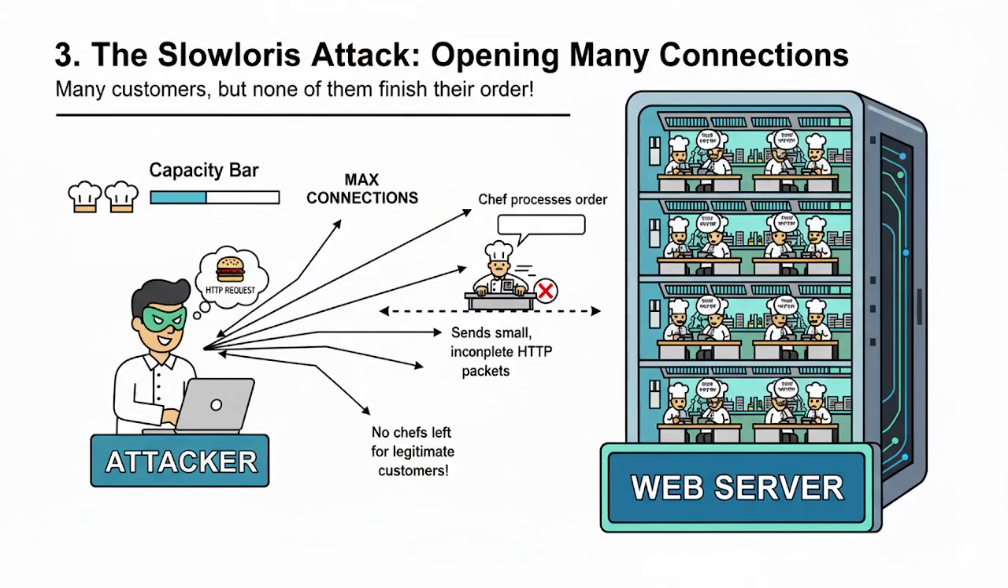Impact: the critical result. Soon there are no chefs left for legitimate customers trying to place their orders. The server is technically operational, but all its resources are held hostage by these incomplete, slow requests.